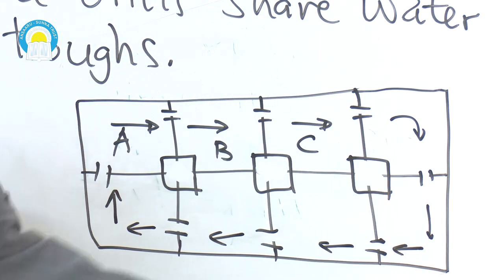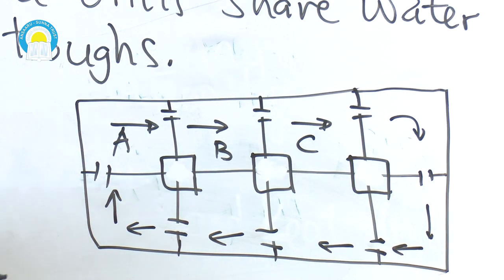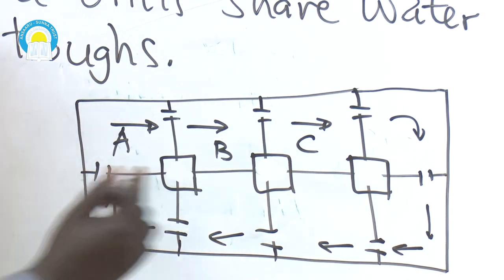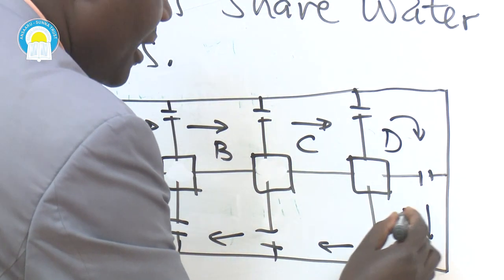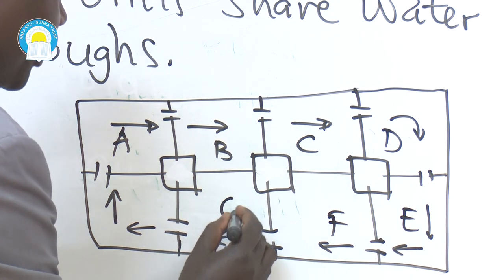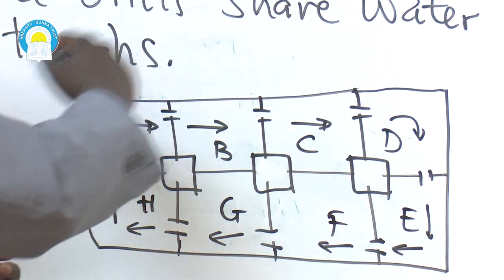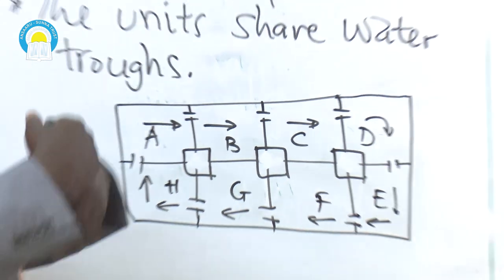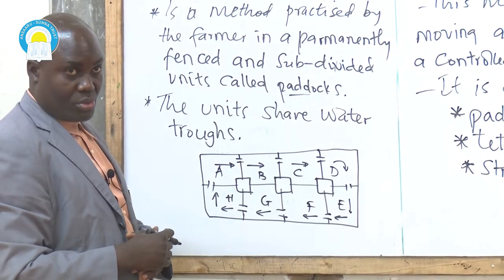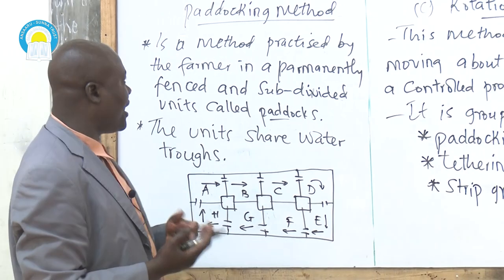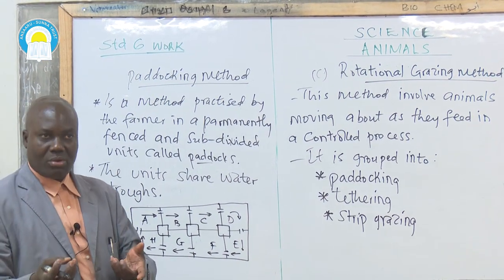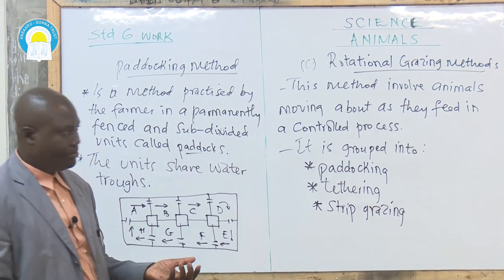So this one is what you call rotational grazing, whereby they move in small units, which we call paddocks, the way I've said here. This is now the D, E, F, G, and H. As they move on like that, behind where they're coming from, the grass will be given time to grow. So that's another advantage of this method, that the grasses or animal feeds are allowed to grow, becoming more palatable.